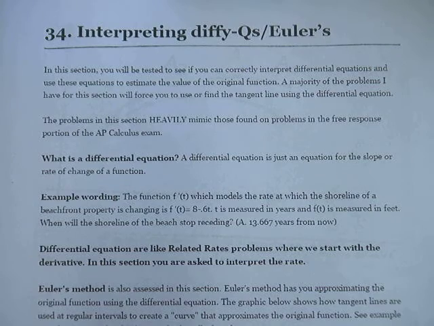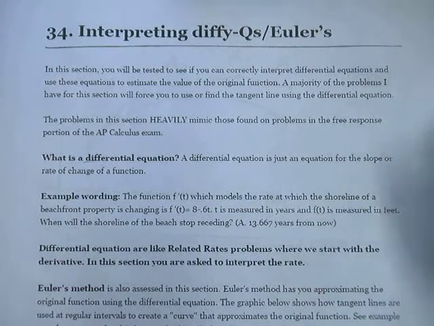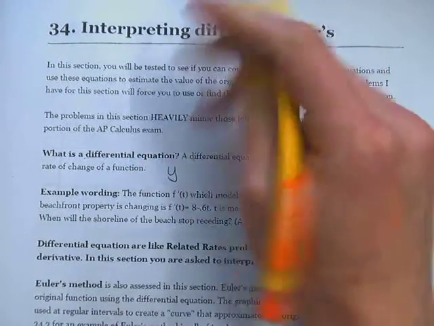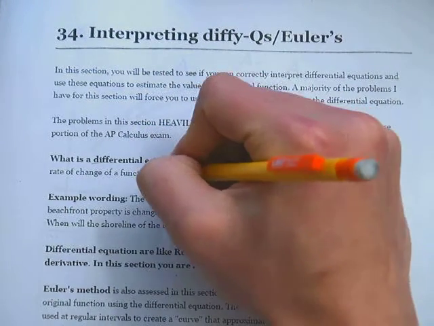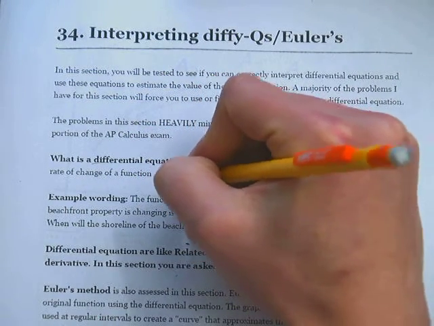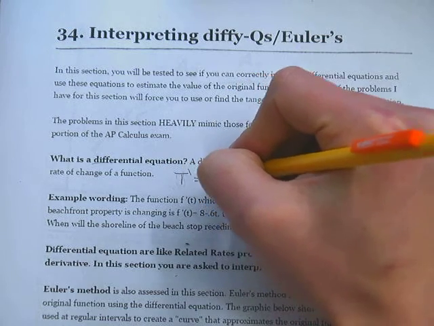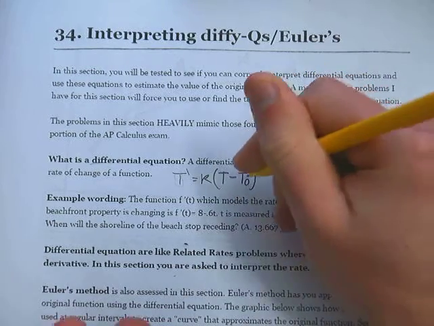So, first thing, what is a differential equation? It's just an equation for the slope of a line. A lot of times we know the relationship between things, like for example, Newton's law of cooling. We know that the change in temperature is proportional to the difference between the current temperature and the temperature that it's going towards, so like the room temperature.